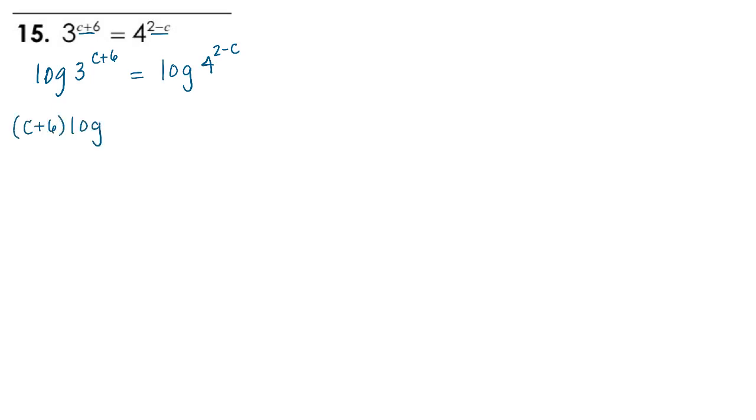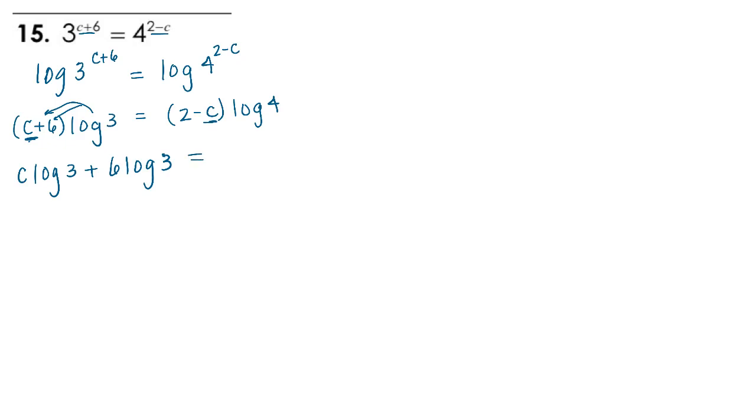And this is where it's going to change a little bit. We're not going to be able to just divide both sides by a logarithm simply because we have this on both sides. So we're actually going to have to do our distributive property. Now nothing is going to combine, so that's what makes it look terrible, you're just rewriting all of this: c log 3 plus 6 log 3. And the same is true on the other side, so you're going to have 2 log 4 minus c log 4.